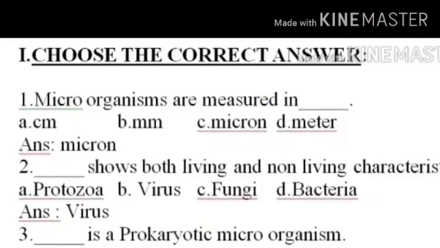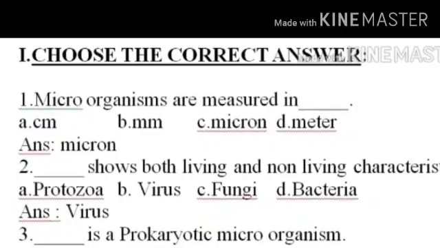First Roman letter is choose the correct answer. The first question: microorganisms are measured in dash. Options are A centimeter, B millimeter, C micron, D meter. The answer is C micron. Second one, dash shows both living and non-living characteristics. Options are A protozoa, B virus, C fungi, D bacteria. The answer is B virus.